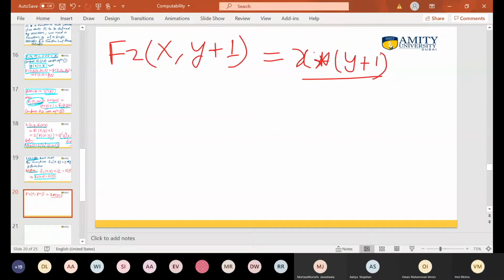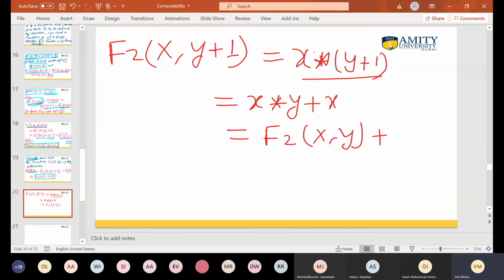No, sir. So now this is equivalent to how much? X into y plus x. Is this equivalent to this or not? Yes, sir. So now this is equivalent to f2 xy plus x or not? Can you write this?